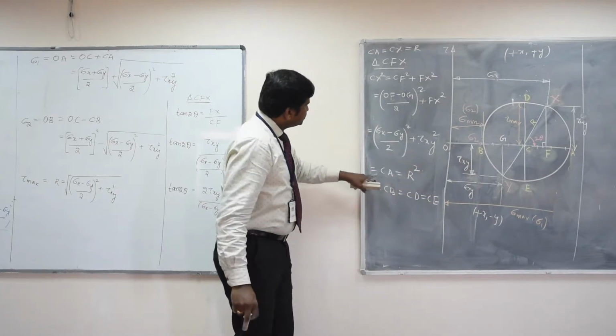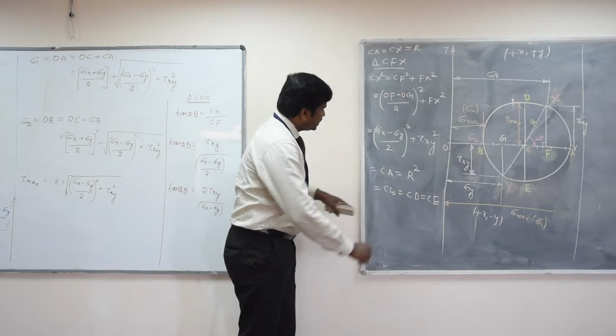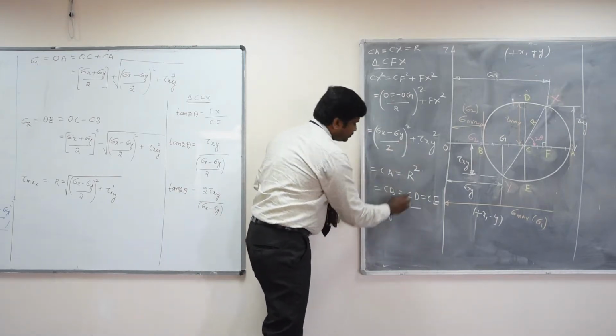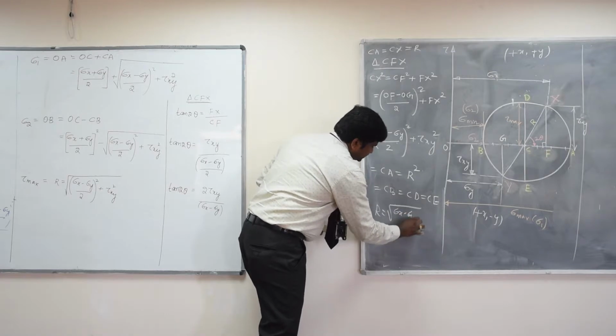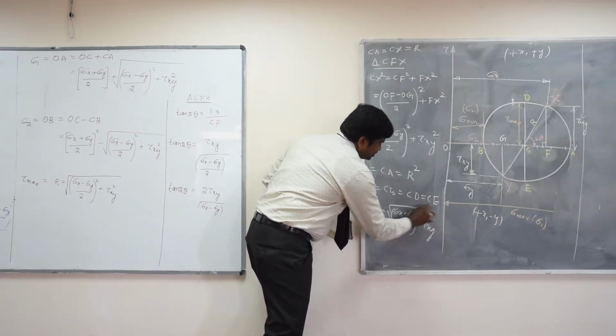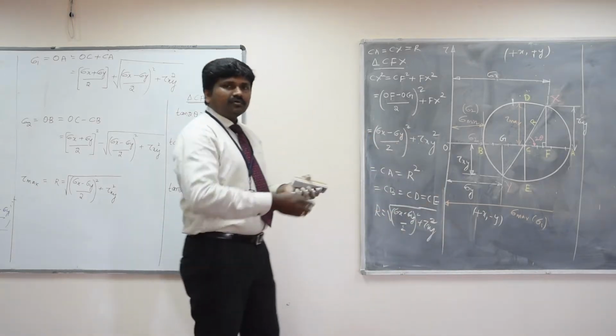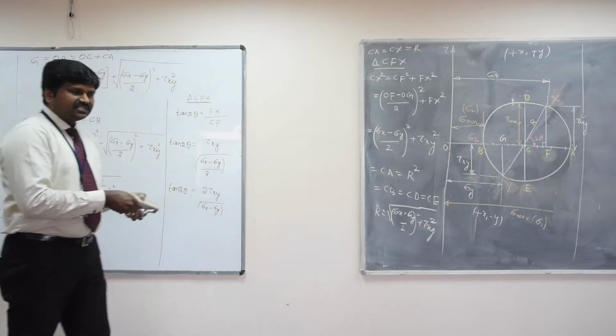If you see this equation, it is exactly similar to R, the radius of the Mohr circle. So CA is equal to R square, or if you want R, this is the root of sigma x minus sigma y by 2 whole square plus tau xy square. Now we use this relation to find out the maximum and minimum principal stresses.